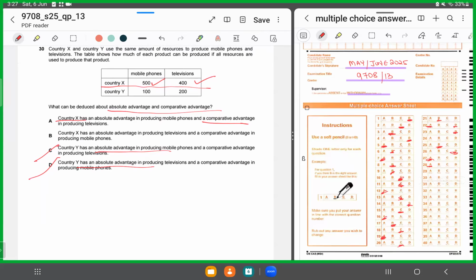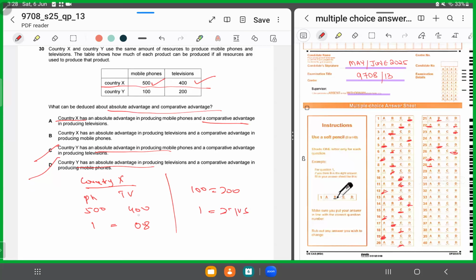And how can we do that? For that, we need to find out opportunity cost of producing one TV for both country X and country Y, and we need to find out opportunity cost of producing one mobile phone. So we can talk about opportunity cost in this case, that if we keep phones over here and we keep TVs over here, so for country X it was 500, it was 400. So for opportunity cost of producing one phone would mean 0.8, and for country Y it would mean 100 over here, 200 over here. So that means two TVs.